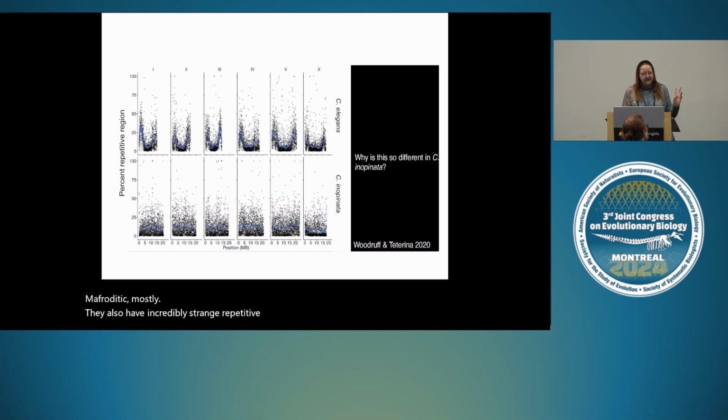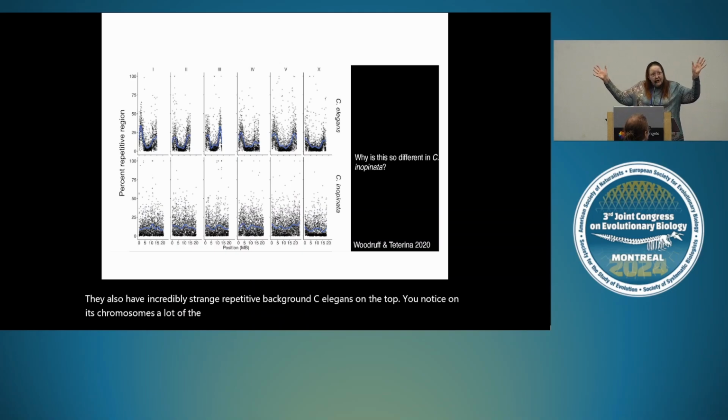C. elegans on the top, you notice on its chromosomes, a lot of the repetition is over on the arms, in the center not so much. On the bottom is C. inopinata. It's insane. It goes every which way at every which time.